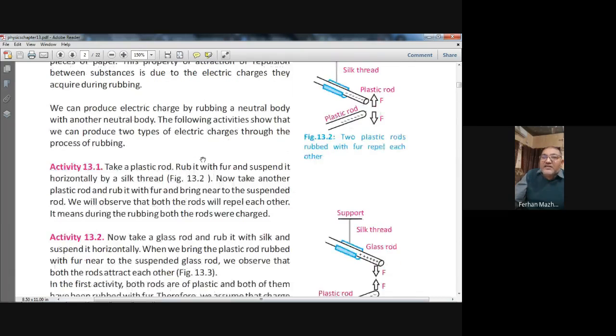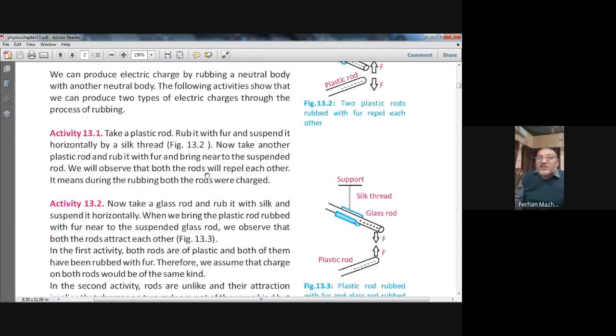Activity number 1. Take a plastic rod and rub it with fur, and then suspend it horizontally by a silk thread. Now take another plastic rod, rub it with fur, and bring it near the suspended rod. We will observe that both the rods repel each other. It means during the rubbing, both the rods were charged.